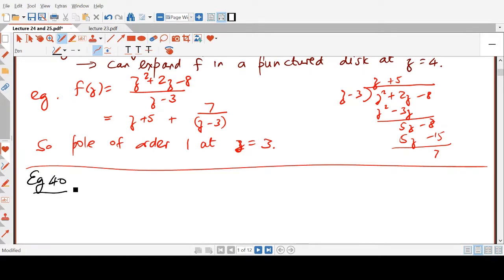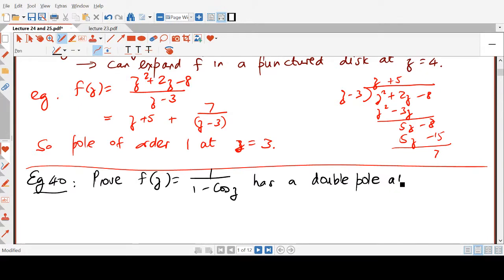So it's example number 40. Prove that f of z equals 1 over 1 minus cos z has a double pole, meaning a second order pole, at z equals 0. It means that if you expand the function, there should be a 1 over z squared that appears by itself in the expansion. That's what it means. If this actually works, a 1 over z squared will appear when you do the expansion.